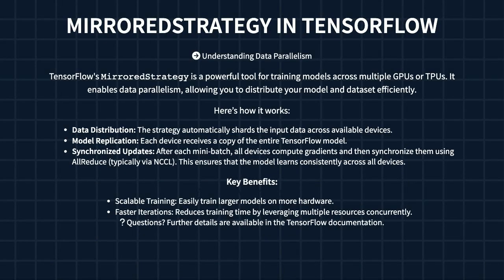Okay, let's talk about MirroredStrategy. Basically, it's how TensorFlow handles training your models across multiple GPUs or even TPUs. Think of it as splitting up the work so you can train much faster. The strategy automatically divides your data between those devices, and each device gets a full copy of the model. Then, after processing a small chunk of data, a mini batch, all the devices calculate the gradients. That's how they learn, and then they synchronize those updates to make sure everyone's on the same page. It's like a team project where everyone needs to agree on the final result. It's super useful if you have a really big model or want to speed up your training process.